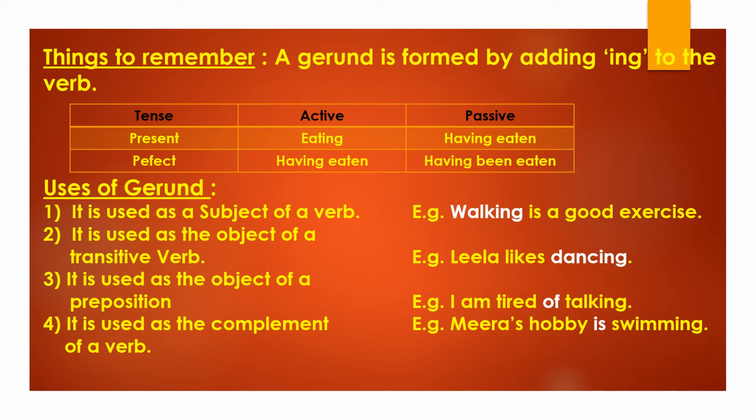Number 4, it is used as the complement of the verb. Children, if you remember, I have explained earlier also what the complement of the verb is. A verb complement is the direct or indirect object of a verb. So that is known as a complement of the verb. Mira's hobby is swimming. So what is Mira's hobby? Swimming. Here you can see it has become the object, swimming, and the verb is. So it has become the complement of the verb is. So swimming here is a gerund.